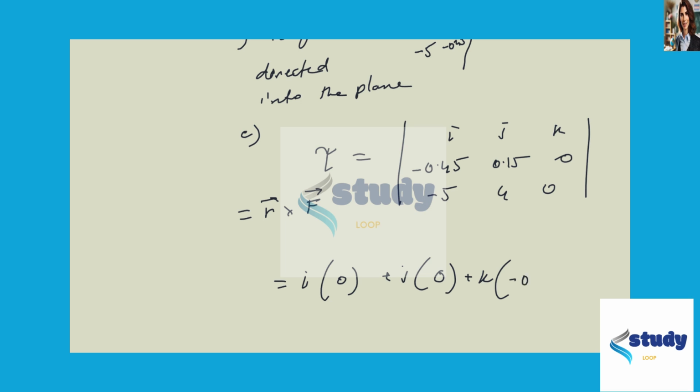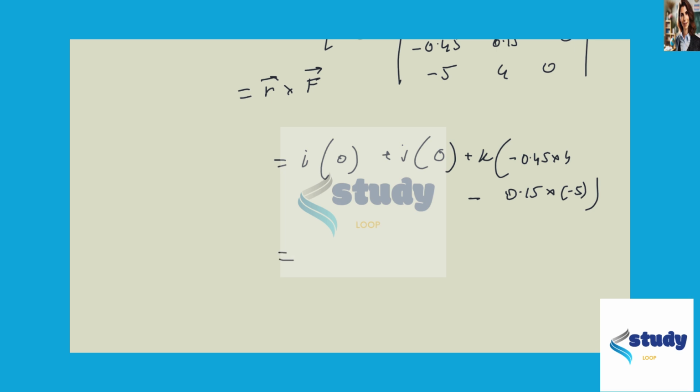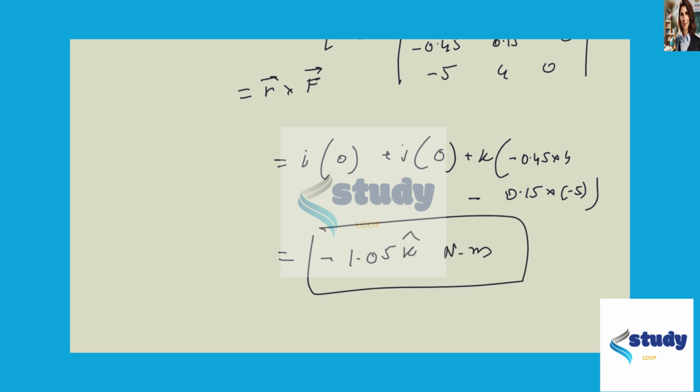It's minus 0.45 times 4, minus 0.15 times minus 5, that gives you plus 5, or minus 5. I do it like this, and we calculate it later. This is minus 1.05 k cap Newton meter, the net torque. So it's in the negative z direction. I hope this is clear to you, and have a very good rest of the day. Thank you.